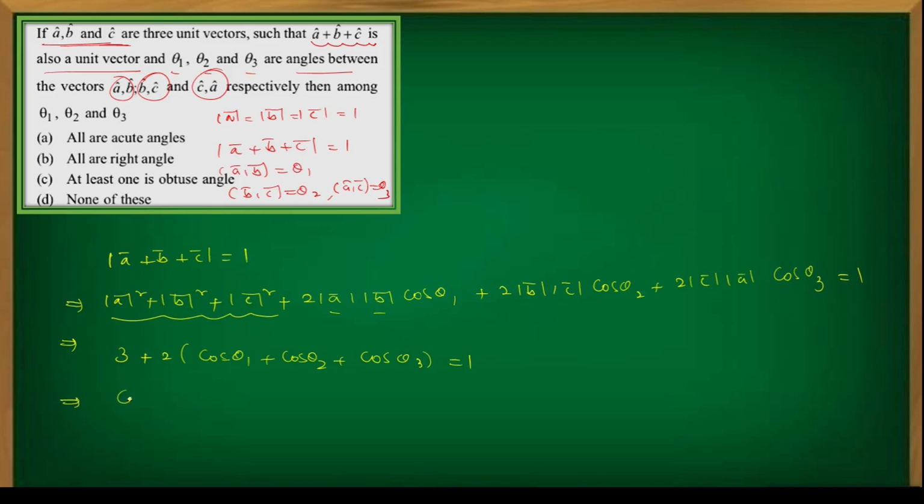From this, if you find cos theta 1 plus cos theta 2 plus cos theta 3, which is equal to 1 minus 3 minus 2 by 2, which is minus 1. Now the sum of the three numbers is minus 1.